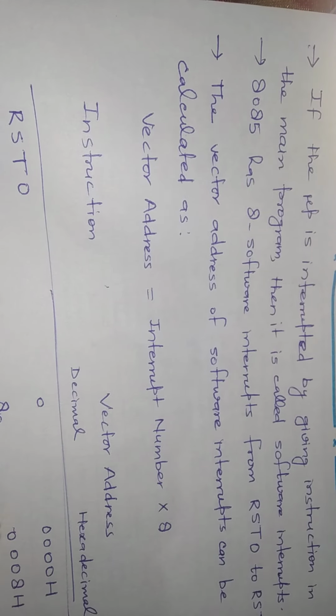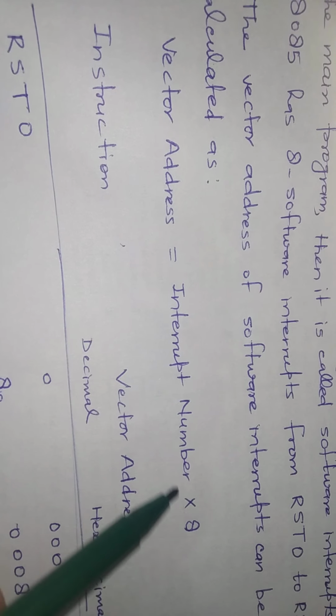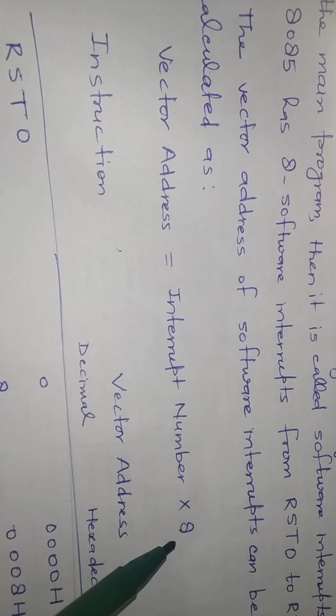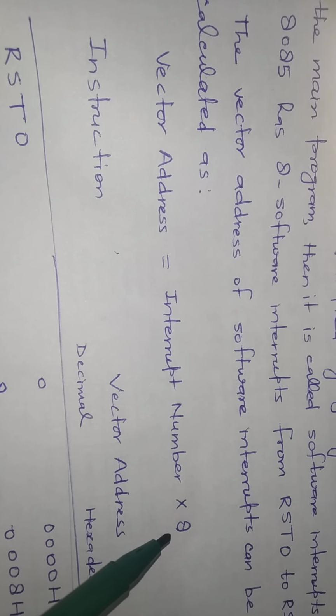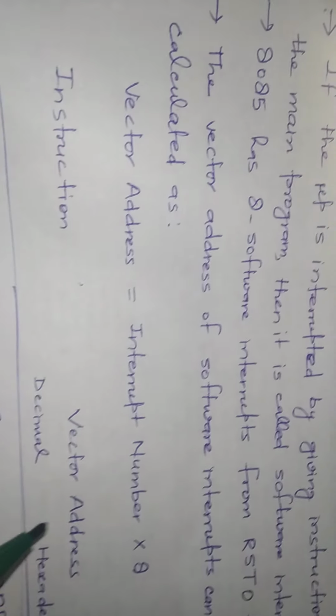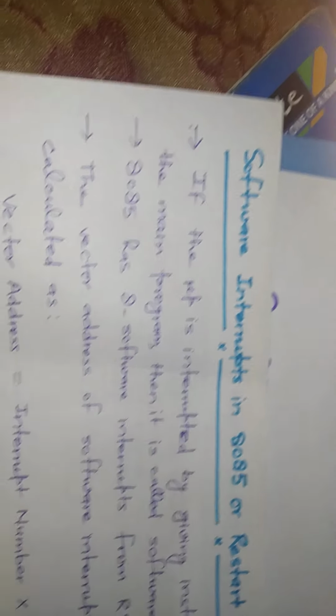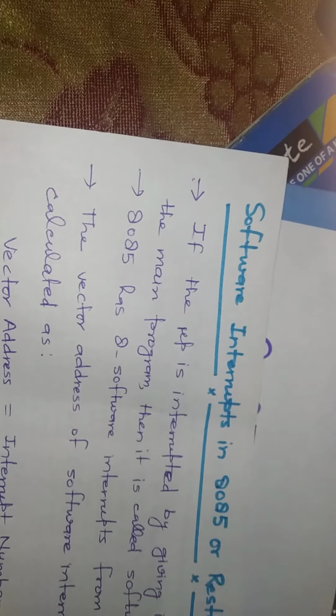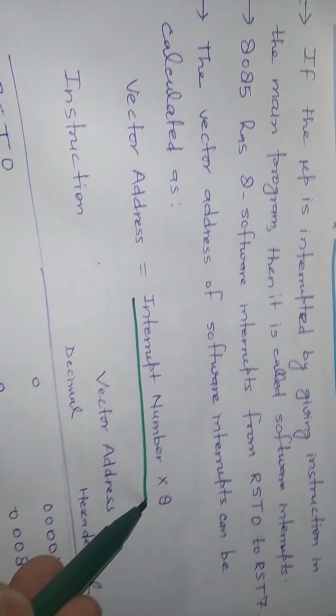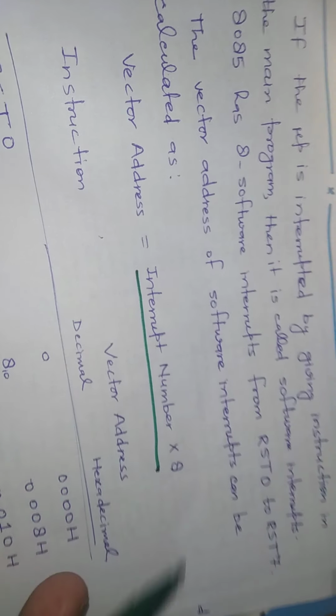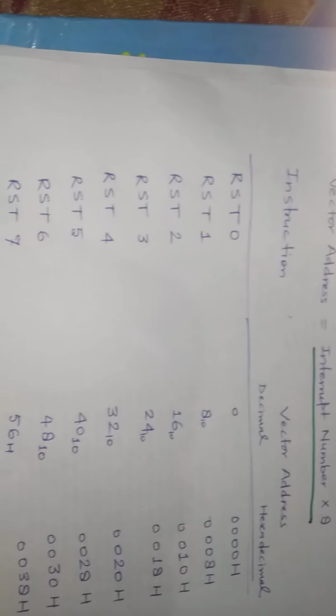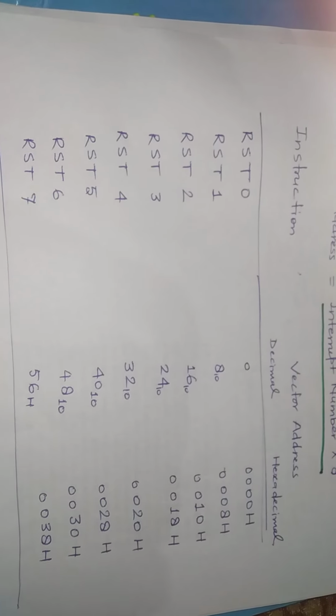The vector address of these RST interrupts, which are software interrupts, can be calculated as interrupt number into 8. There are 8 RST interrupts starting from RST0 to RST7, and the vector address of these interrupts can be calculated by multiplying their interrupt number by 8. So this is the table which gives the address of these interrupts.